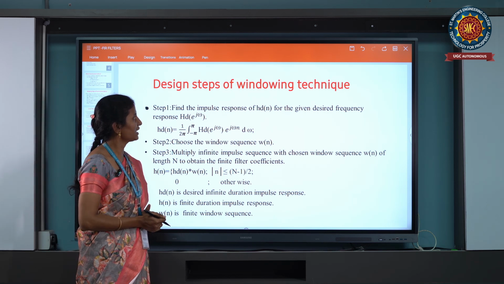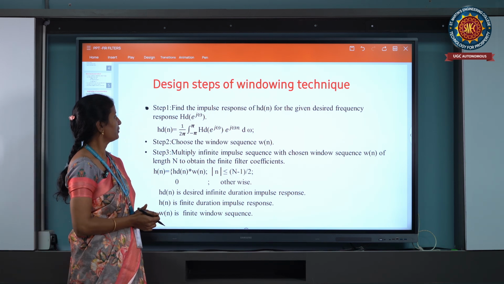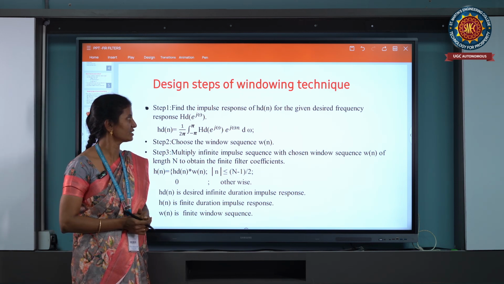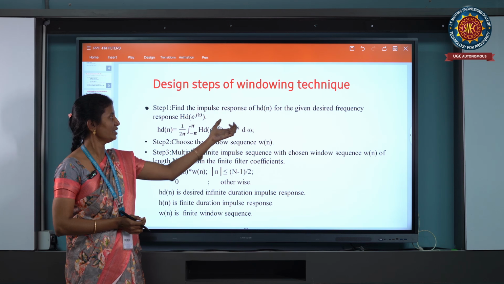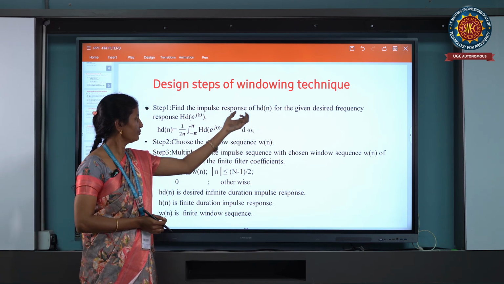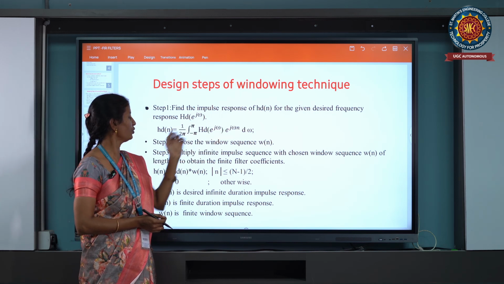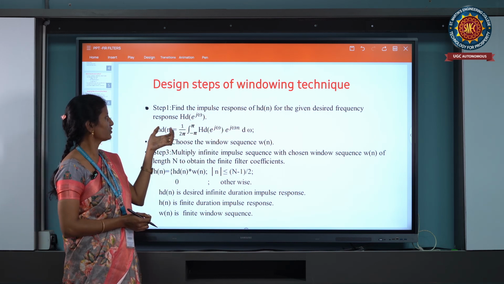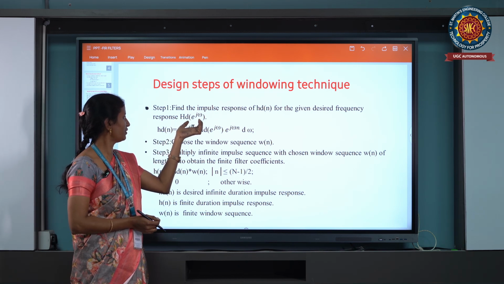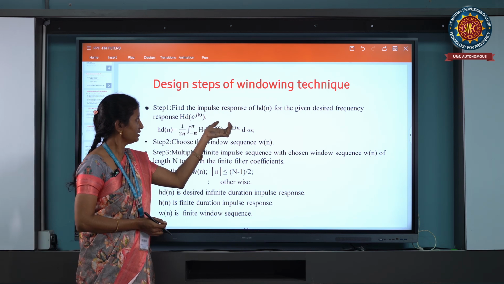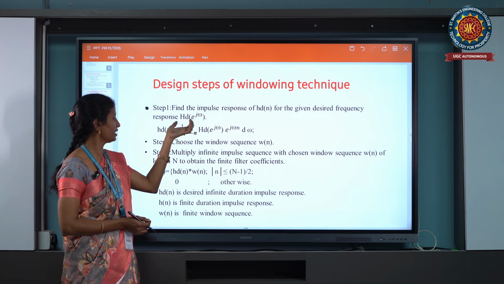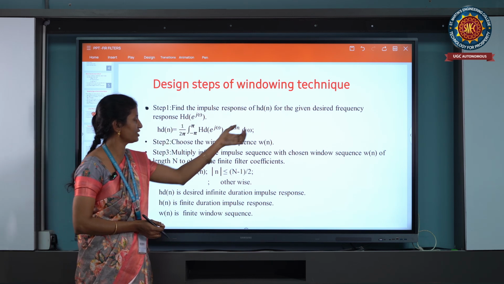Next topic is design steps of the windowing technique. The first step is to find the impulse response Hd of n. Before finding Hd of n, we have to apply the inverse Fourier transform to the frequency response Hd of e power j omega. Then, after applying the inverse Fourier transform, we get Hd of n.